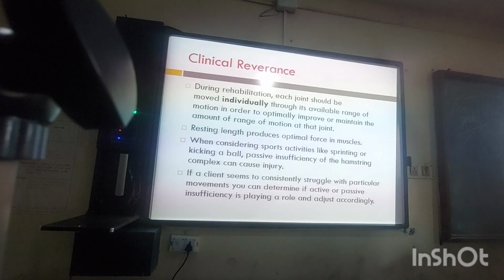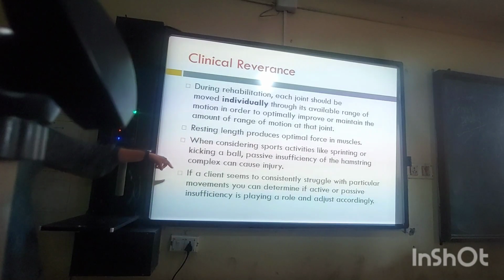When considering sports activities like sprinting or kicking a ball, passive insufficiency of the hamstring complex can cause injury. Of course, if you have not checked the muscle length of the hamstring muscles and you suddenly ask the runner to run, he will have a certain cramp, or he will say, I am having an ache in my leg. This is the reason you need to always check. You need to foresee these things.